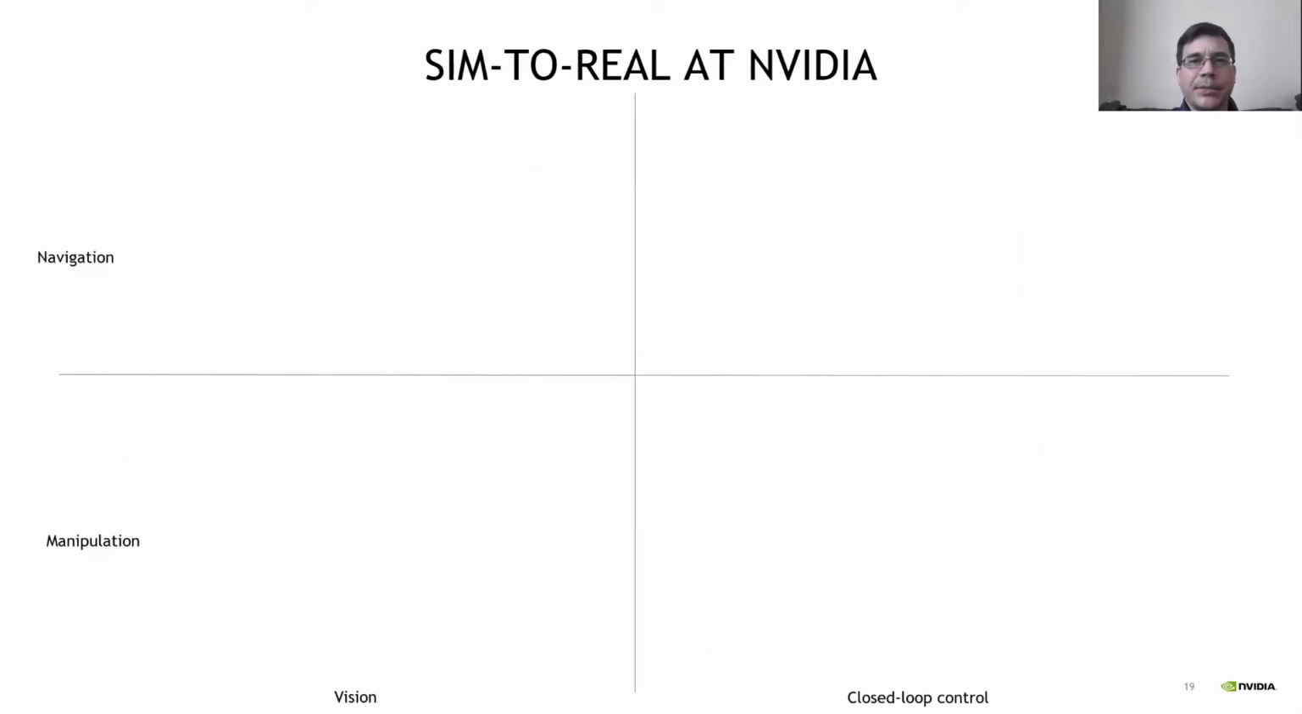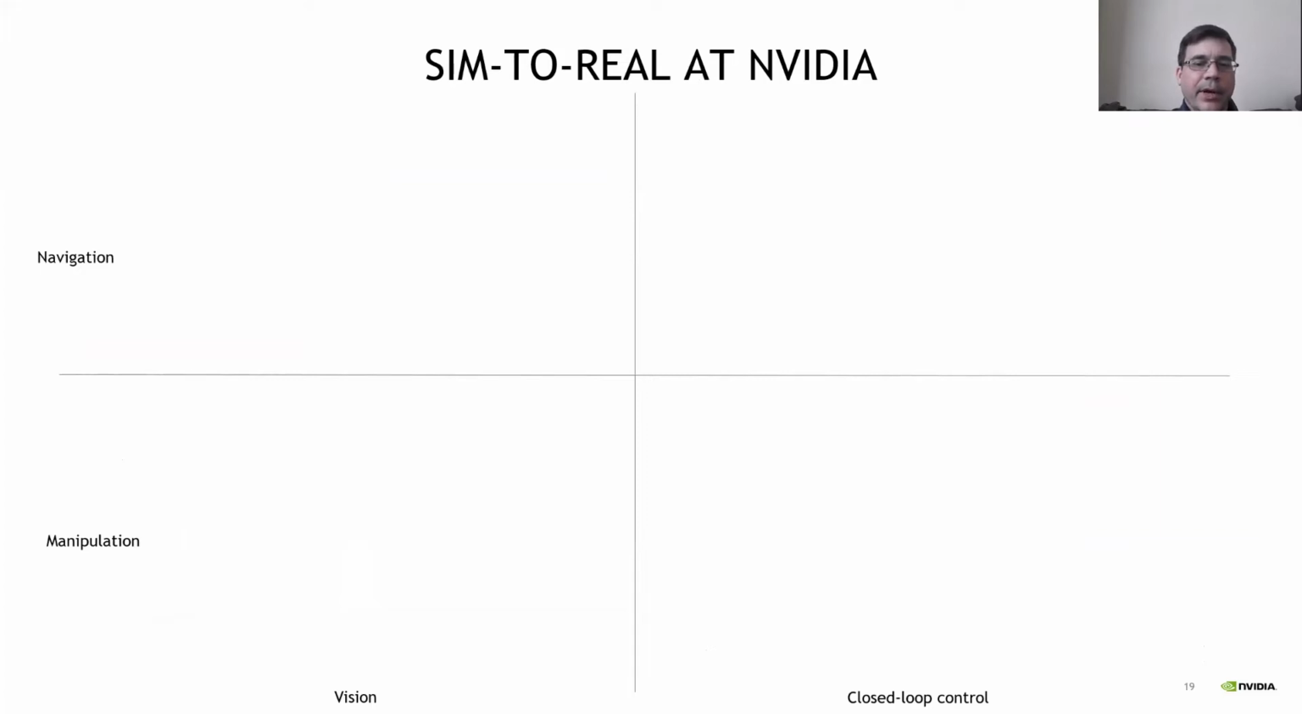So that kind of transitions me now to highlighting some of the work that we've been doing here at NVIDIA in our group and some other groups that we collaborate with. So for the rest of the talk, I want to talk about some of this work that we've been doing. And I've broken it up into two parts. So navigation and manipulation are at the top and bottom.